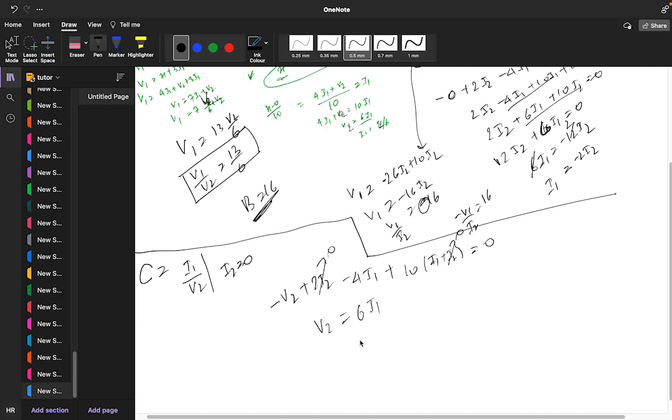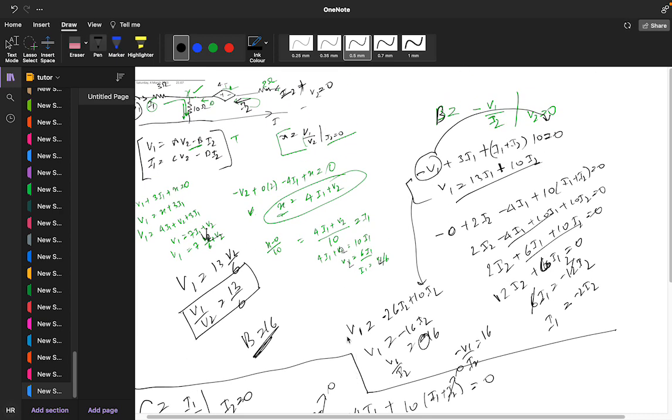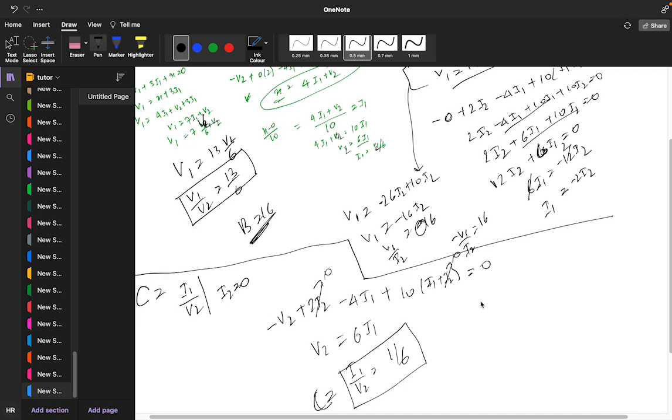So what is the value of i1 by v2? i1 by v2 will come 1 upon 6. So you know the value of C also. Okay, now you have to calculate the value of D.